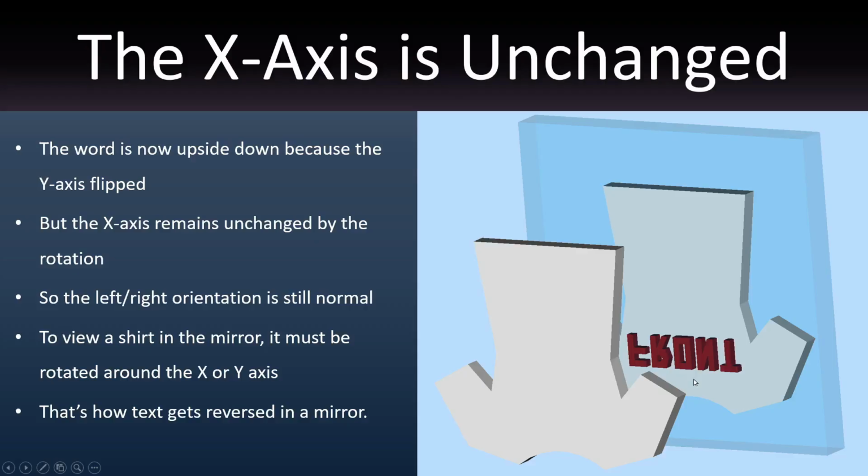To view the shirt in the mirror, it must be rotated around the x or y axis. That's how text gets reversed in a mirror.